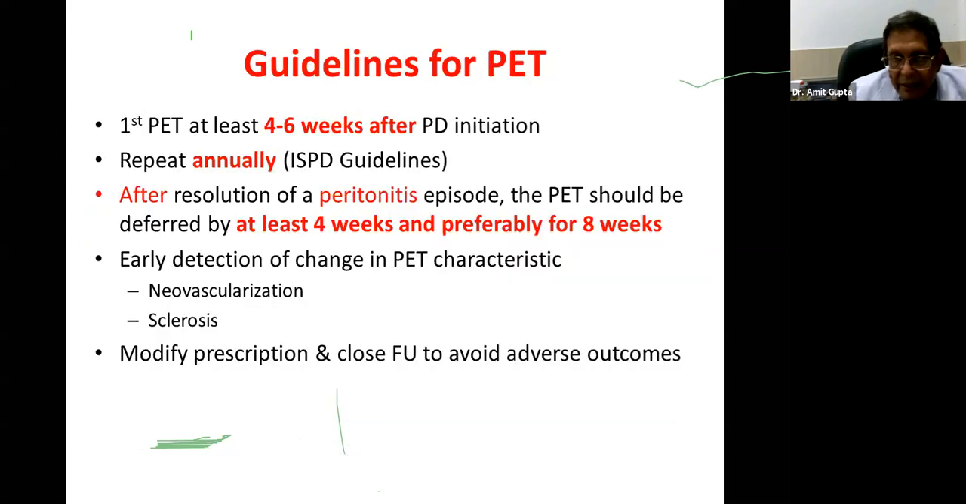Now, the first PET is generally done, as I mentioned earlier, between 4 to 6 weeks after starting PD. And the ISPD suggests that you must repeat the PET every year. You should also repeat the PET if a patient has had peritonitis, but only after the peritonitis has resolved, preferably 4 weeks or 8 weeks after resolution of the peritonitis. Because sometimes peritonitis can set in changes which can be permanent. And it can also lead to early detection of, say, changes like neovascularization or sclerosis. And this test will help you to modify the prescription that this patient is on.